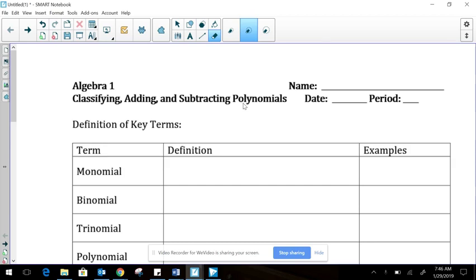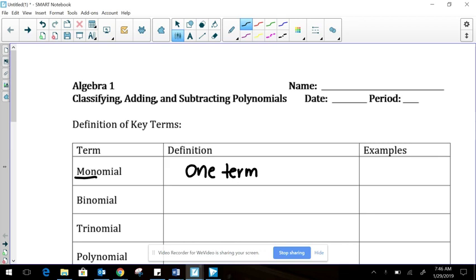This is the prefix that we're looking at. So mono means one. So our definition is one term. And a term is anything that's in between addition or subtraction sign. So an example would be, say, like 2x cubed. This whole thing is a term. X squared, that's a term. Negative 2x, that's also a term. Anything that would be in between that plus or minus sign.